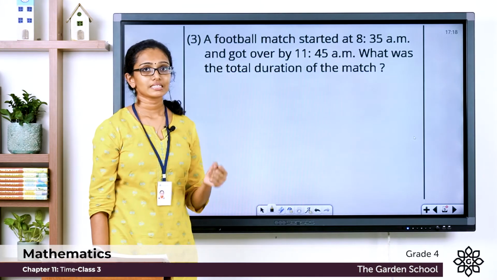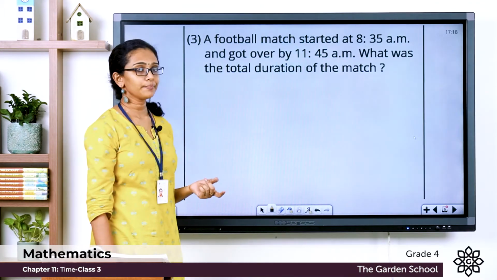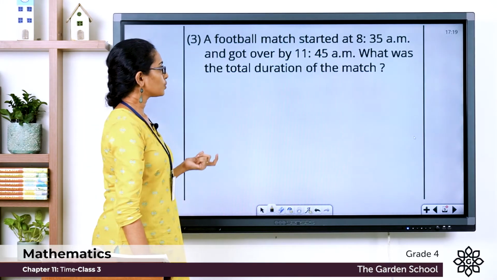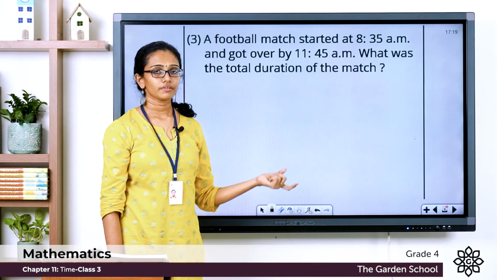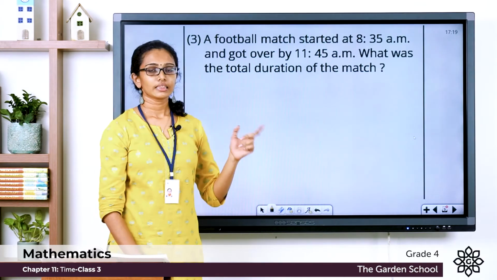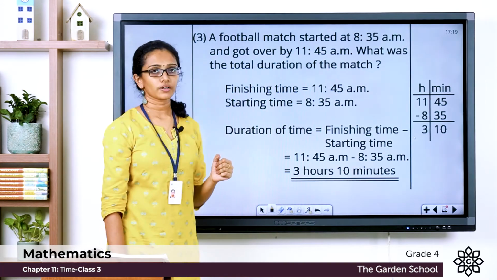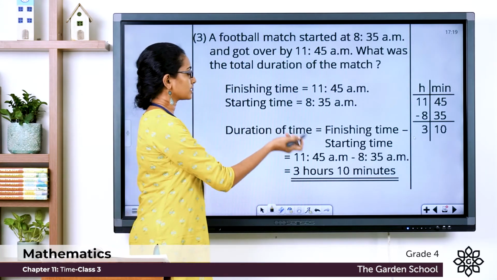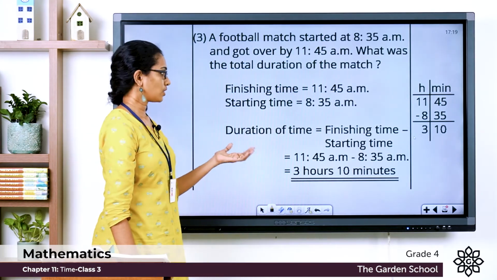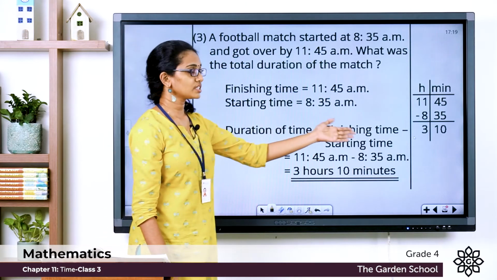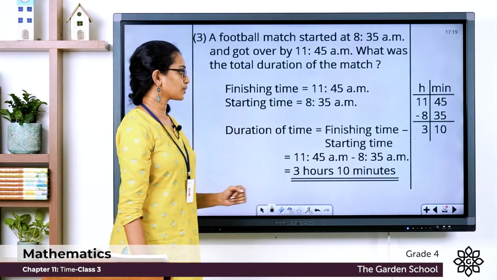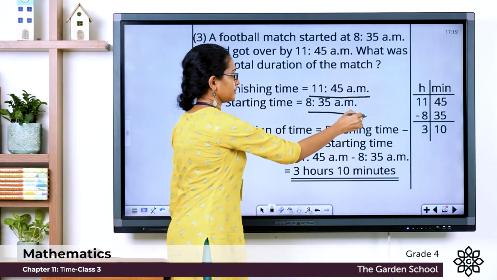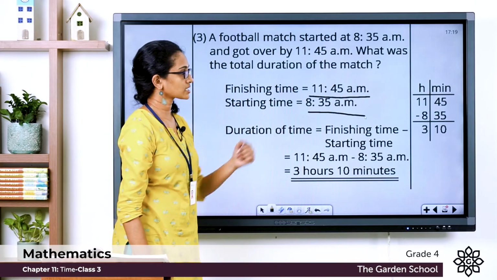A football match started at 8:35 a.m. and got over by 11:45 a.m. What was the total duration of the match? How do we find this? Let's see the steps. The finishing time is equal to 11:45 a.m. and the starting time is equal to 8:35 a.m., as given in the question. Now the duration of that match is equal to the finishing time minus the starting time, which is equal to 11:45 a.m. minus 8:35 a.m. Now let's do the subtraction in the working column.